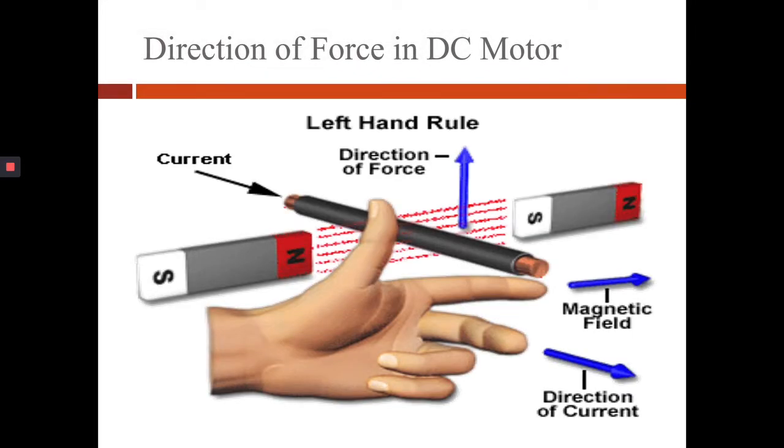Now we'll see how to find out the direction of force in DC motor using left hand rule. If we place our middle finger, first finger and thumb at right angle to each other, then the middle finger indicates the direction of current, first finger indicates the direction of magnetic field, then the direction of thumb gives the direction of force. This is left hand rule.